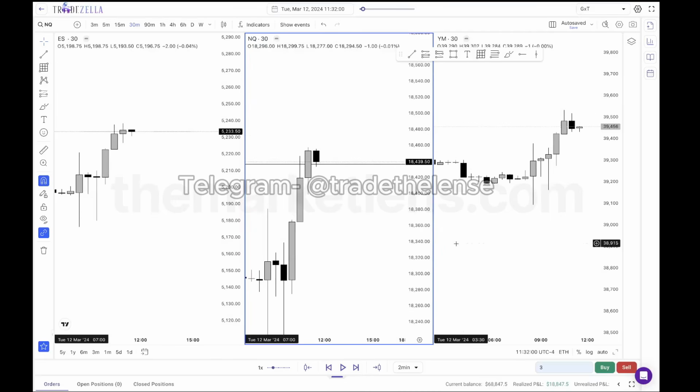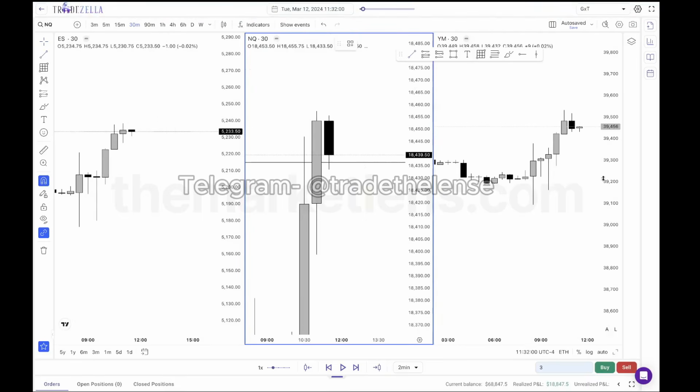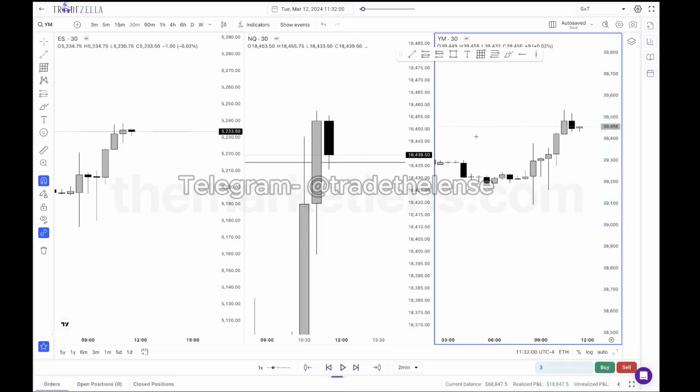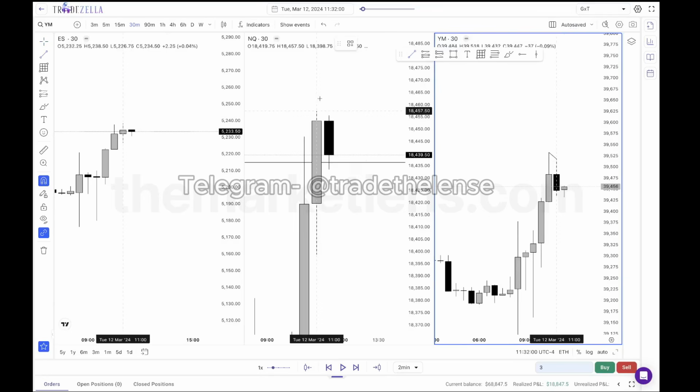Okay, this is a strength switch, yeah. We actually will take this. So check this strength switch out, guys. So we know that YM was the strongest. Now what is it doing? Putting in a divergence here.